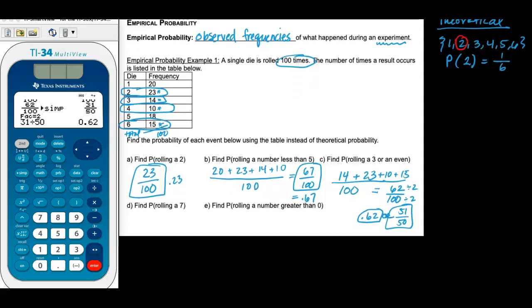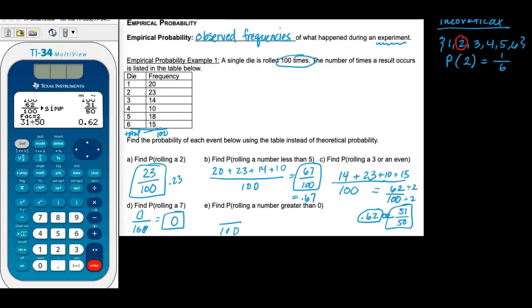Okay, let's look at D. What's the probability of rolling a 7? Let me go ahead and erase what I circled before, and we're going to look at just the amount of times we rolled a 7. Well, we didn't roll a 7. There isn't a 7. So what do we do when there isn't an outcome that matches the question? Well, we say there's a 0% chance, or 0 out of 100, just a 0 probability of rolling a 7. It can't happen.